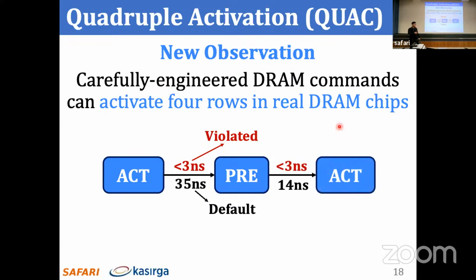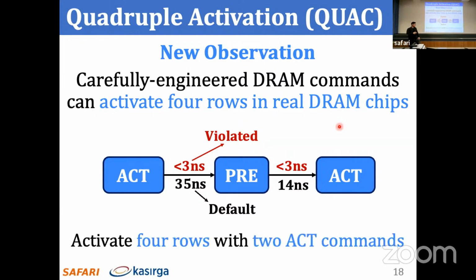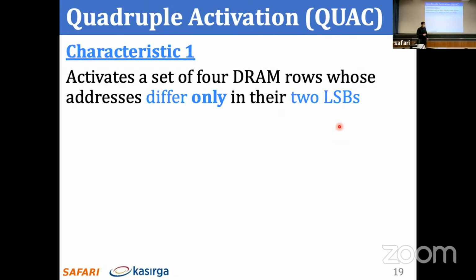And then we send another activate command after the pre-charge command, but now we also violate the TRP timing parameter, and we again violate it greatly. So we only use 3 nanoseconds of delay instead of the default 14 nanoseconds. So with 2 activate commands, we activate 4 DRAM rows. We also find 2 characteristics about these QUAC operations. So QUAC can only activate a set of 4 rows whose addresses differ only in their 2 least significant bits.